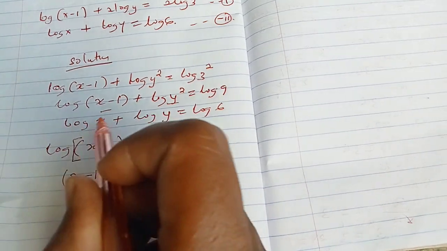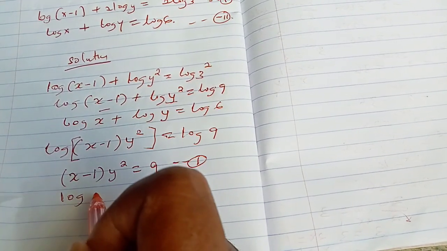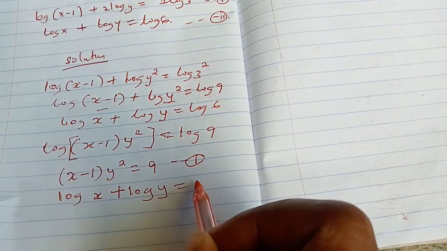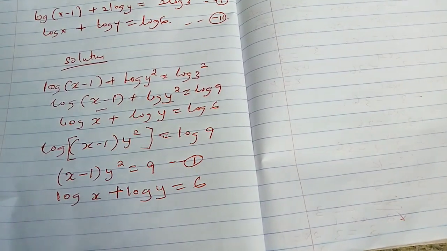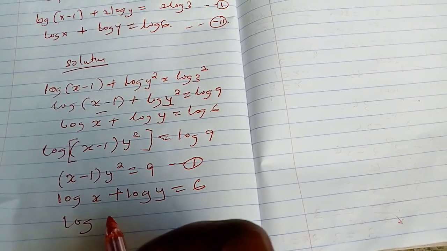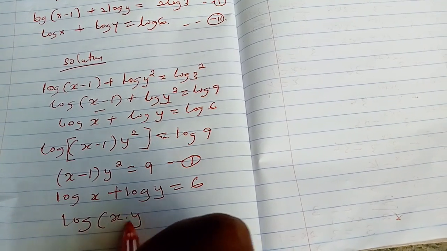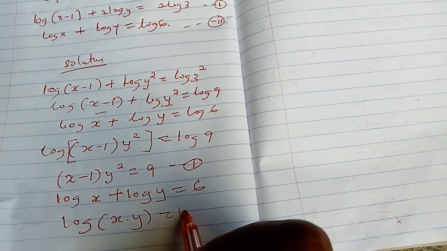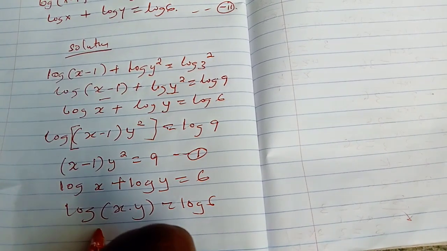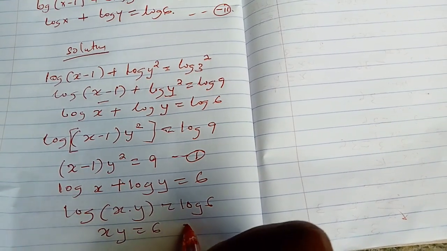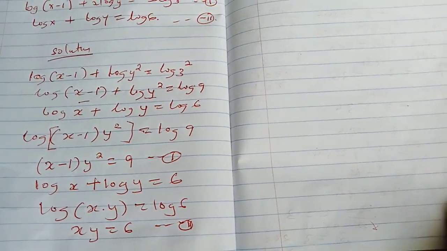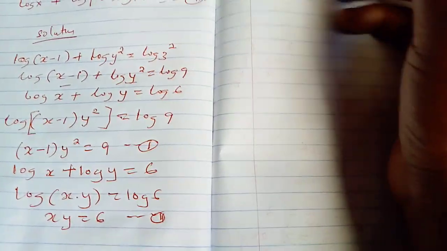So let's go to the second part. We have log of x plus log of y equals 6. Again, because we have addition here, we can rewrite this as log of x times y, which gives us log of 6. Again, we can drop the logs. They are to base 10, so we have xy equals 6, and that is now our equation number 2. Because I'm running short of space, I want to go to the next page and finish the problem.